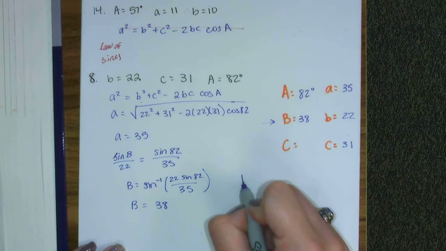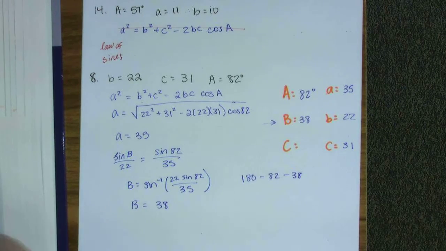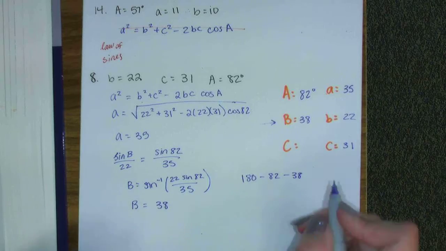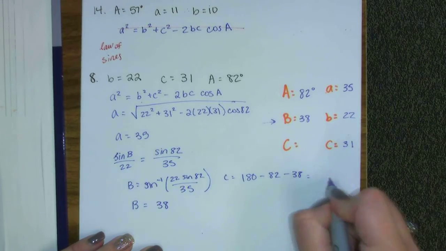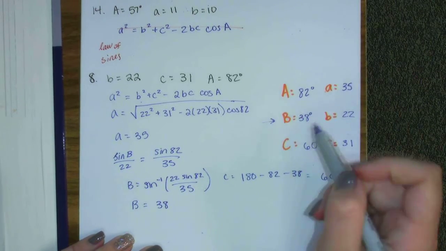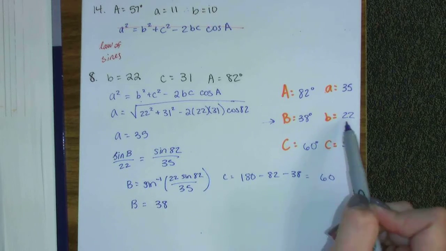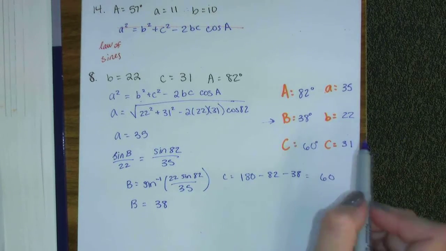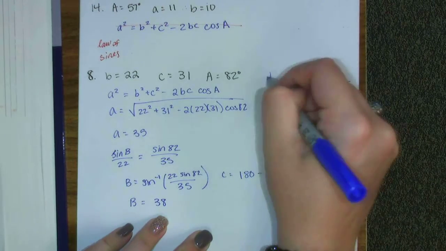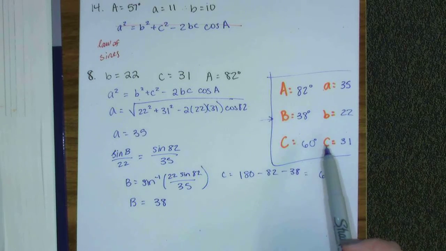Now, 180 minus 82 minus 38 gives me 60. So 60 degrees. I can verify: biggest side, biggest angle, medium, and smallest. So this right here is the official right answer, done in the correct format, correct order, and everything for this.